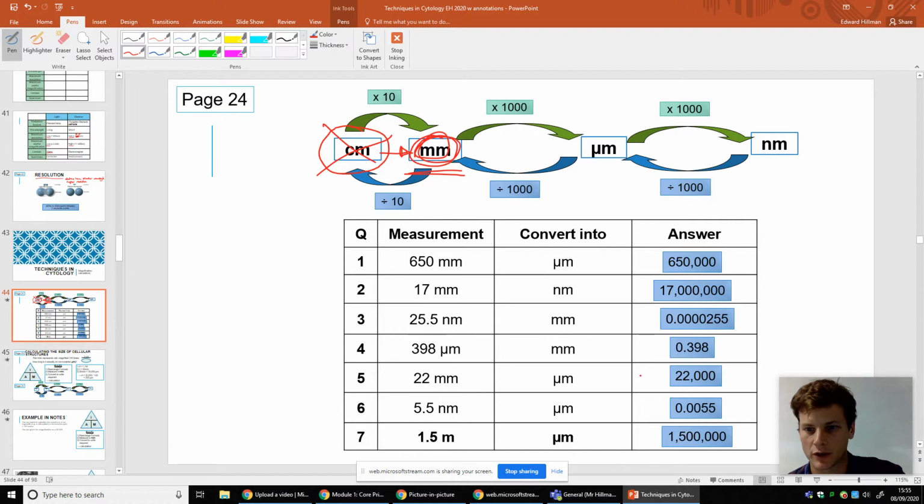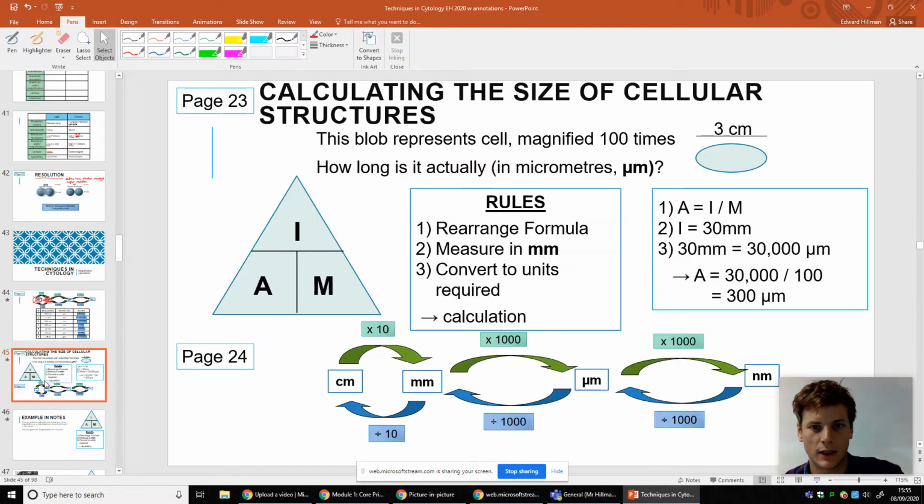Okay, I'll leave this up on the screen. You can check your answers for your conversions in your table if you just pause the video now. Okay, but I'll move on. So an example of that then.